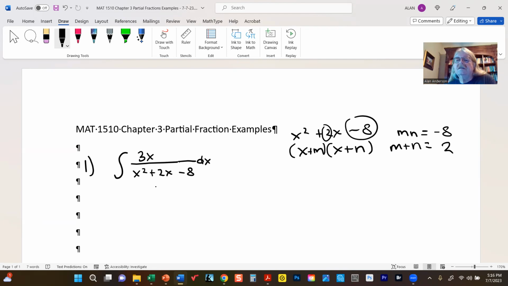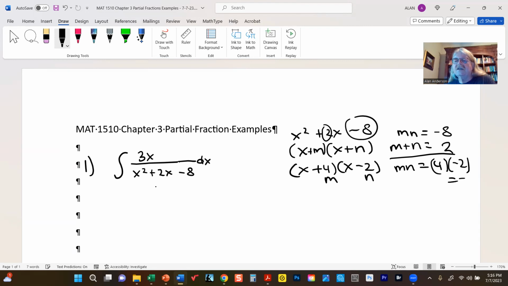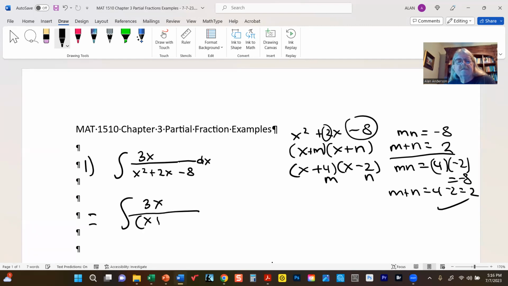There will only be one unique pair of values that will accomplish this goal. So let's think about this. How about x plus 4 times x minus 2? All right, well, here again, here's m, here's n. So let's find out if this is true. mn equals 4 times negative 2, that is negative 8 as we need. And m plus n is 4 minus 2, which is 2. So we're all set. So that means we can rewrite this as the integral of 3x over x plus 4 and x minus 2.